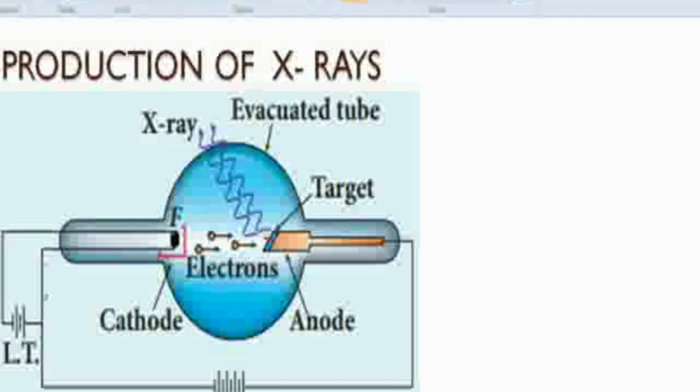The filament is here. The filament is connected to the low tension battery. Electrons are emitted. The emitted electrons are accelerated by the potential difference applied between the anode and cathode. So fast moving electrons are produced. These fast moving electrons fall on the metal surface, the high atomic mass material, and invisible X-rays are produced. Here, when the fast moving electron has very high energy and strikes that material, it produces a large amount of heat energy.